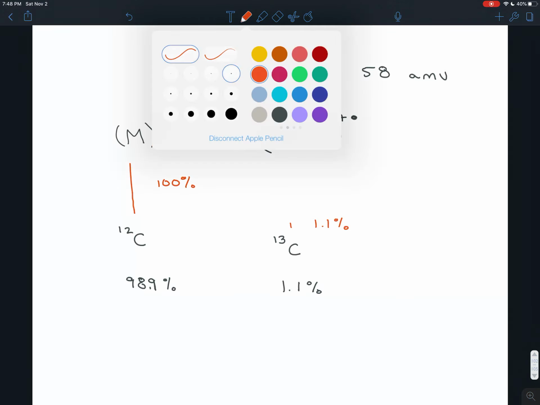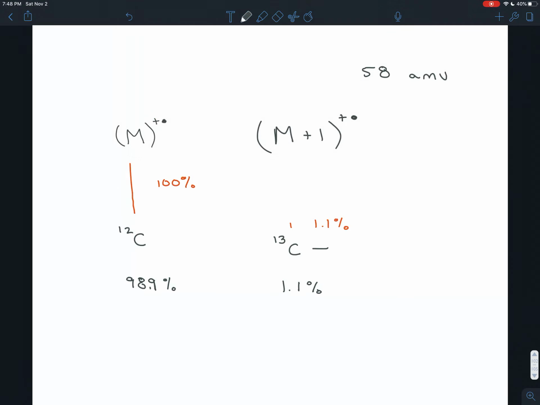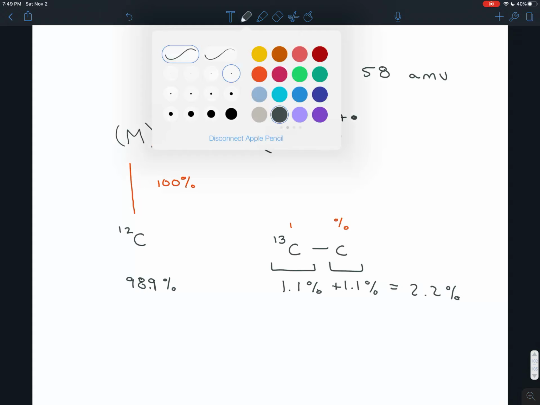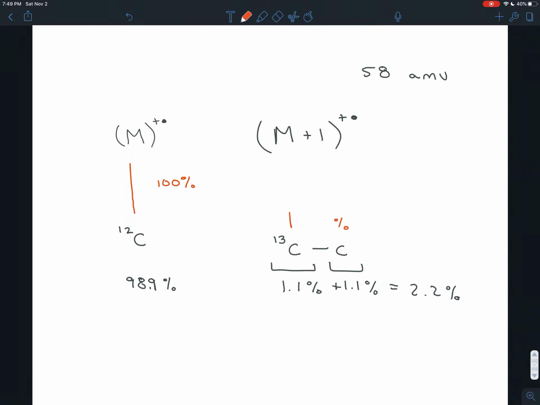But what if you have 2 carbons? If you have 2 carbons in your molecule, then there's 2 places where you could have carbon-13. There's a 1.1% chance that it'll be on the left carbon and a 1.1% chance that it'll be on the right carbon. Overall, there is a 2.2% chance that you'll have a carbon-13 somewhere in that molecule. So if you have 2 carbons, the M+1 peak gets bigger, and it becomes 2.2% of the molecular ion peak.